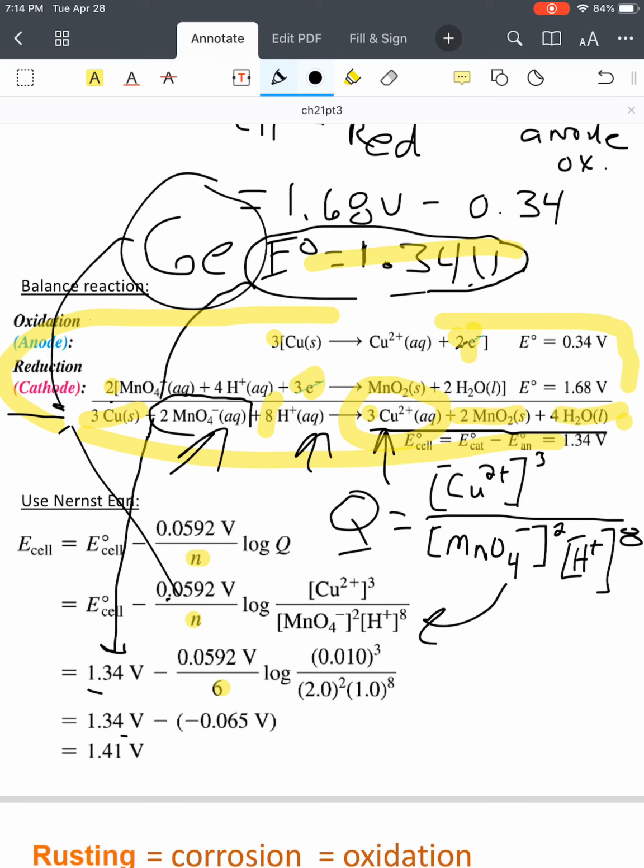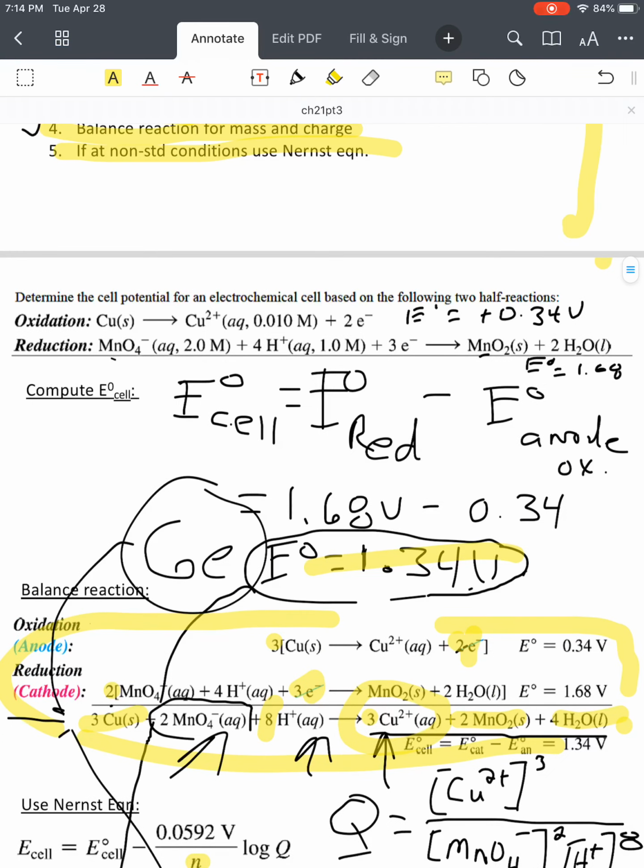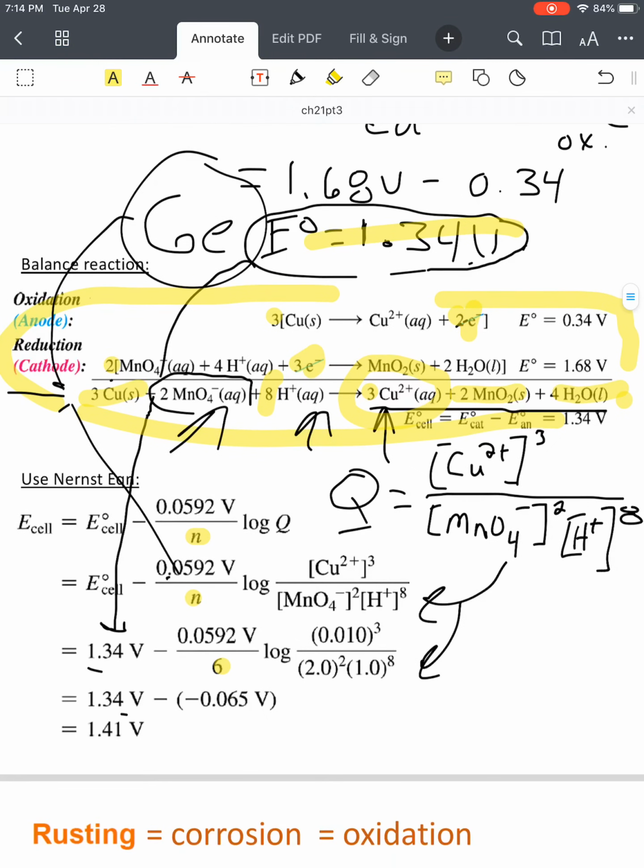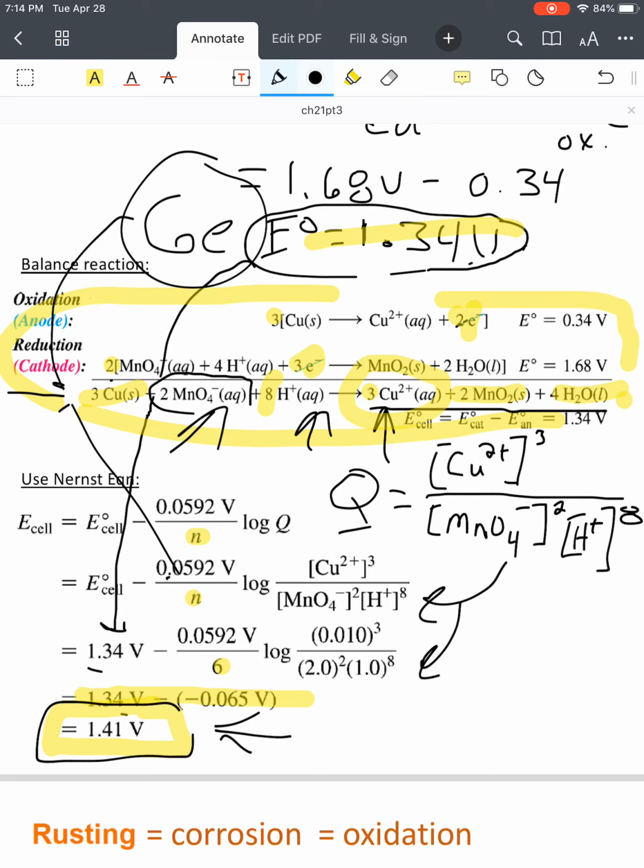So I plug that in for Q right here. And you can see that I plug in my molarities in that next step that were stated in the problem. These were given to me. If I look way back to the problem, notice that the concentration of the copper is 0.01. The concentration of the permanganate is 2. The concentration of the H+ is 1. So those numbers are given to me. I simply plug them in, raise them to either the 2nd, 3rd, or 8th power, as the mathematics suggests. So no big surprises, right? So from this point, you just do the math, and you end up with E0 minus a negative 0.065, which leads to 1.41 volts as being the answer to this problem.